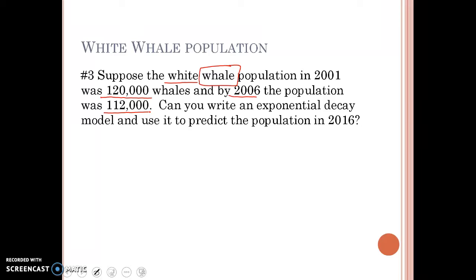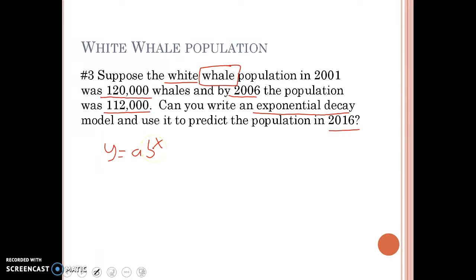It's not going to be exponential growth. It's going to be exponential decay because the size of the whale population has been shrinking. And so if that continues, we wanted to predict what the population would be, let's just say in 2016, or whatever the year is when we're watching this video. And so again, it's going to be in this form because populations grow exponentially. It's going to be y equals a times b to the x.